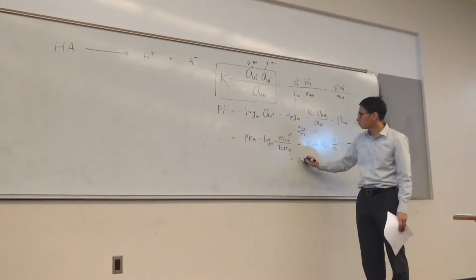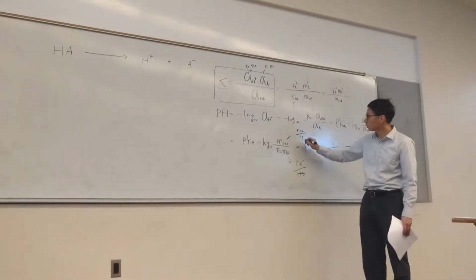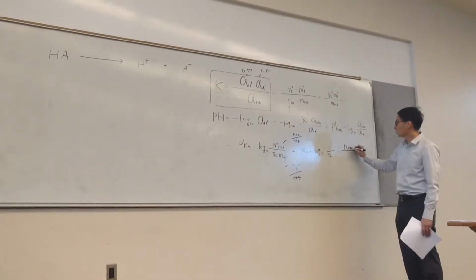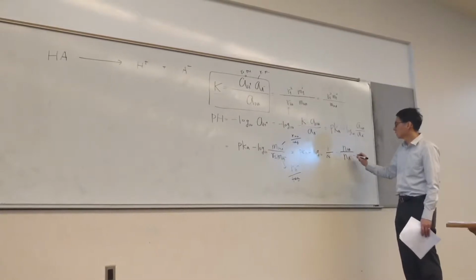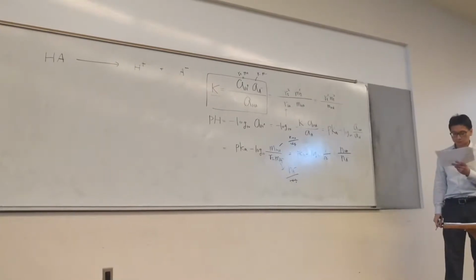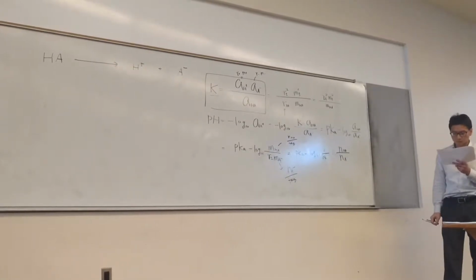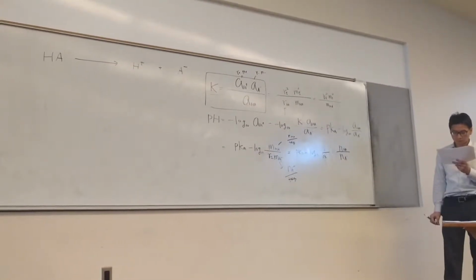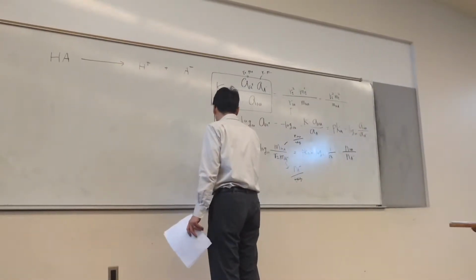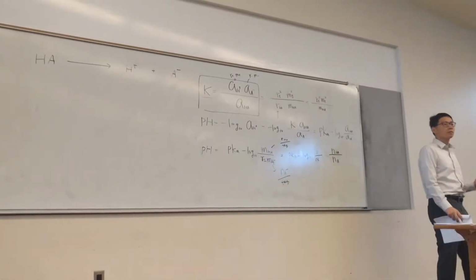and this is number of mole of A minus over 1 kilogram of solution. So the solution part can be cancelled out. So all you end up is actually just N HA over N A minus. Okay, so if you have a buffer solution, then you can calculate your pH. Okay, use this general equation.